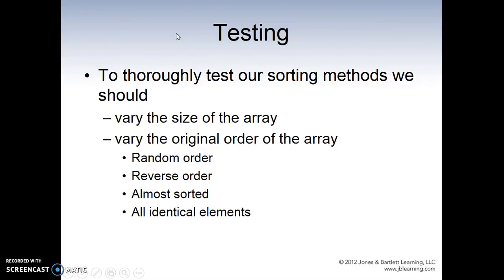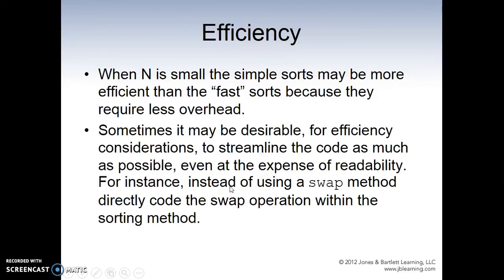To thoroughly test our sorting method, we should vary the size of the array, vary the original order of the array: random order, reverse order, in order, almost sorted, all identical elements, to see efficiency of each. When n is small, the simple sort may be more efficient than the fast sort because they require less overhead.